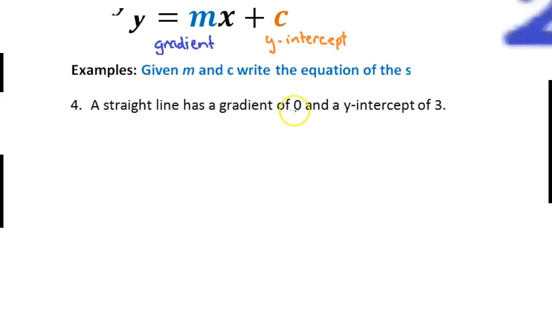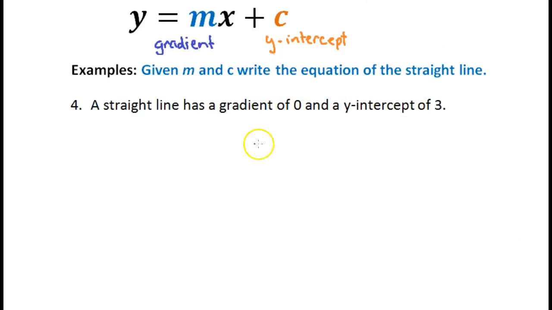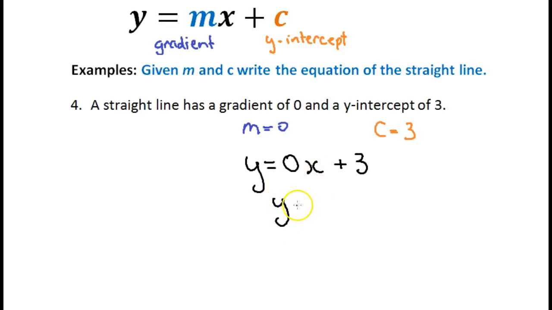Here a straight line has a gradient of 0 and a y-intercept of 3. So the gradient m equals 0 and the y-intercept equals 3. The equation of the straight line, y equals 0 times x plus the y-intercept of 3. And we don't leave it as 0x. 0 times x is 0. We don't need to write 0. So the equation is y equals 3. That's a horizontal line through y equals 3.